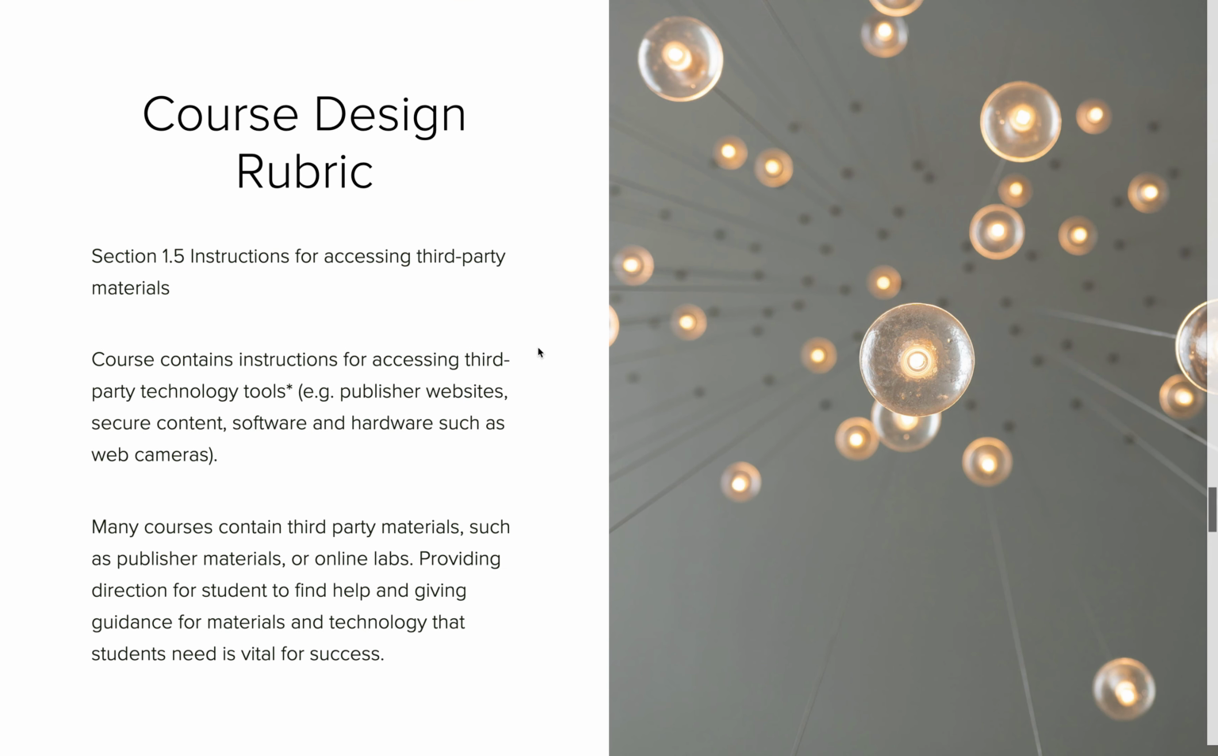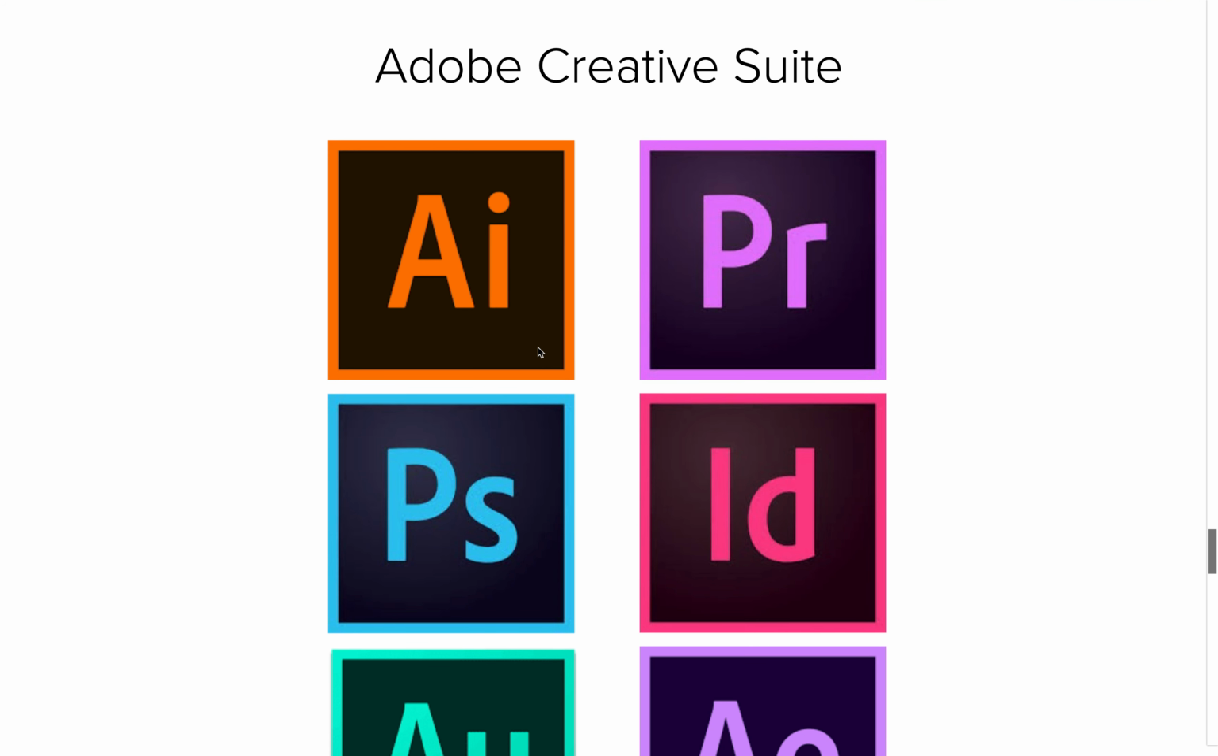Real quick, the course design rubric. One section that I want to implement more fully into my course is section 1-5, the instructions for accessing third-party materials. This is huge for my course simply because the Adobe Creative Suite is a third party material, and without being able to access the Adobe Creative Suite, there's no way for students to really do my course or to be successful. And so one thing I really want to focus on using this course design rubric is how the students can access it.